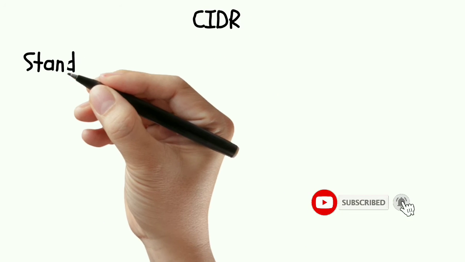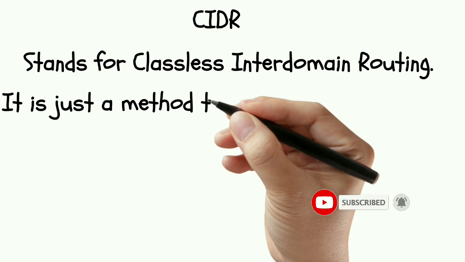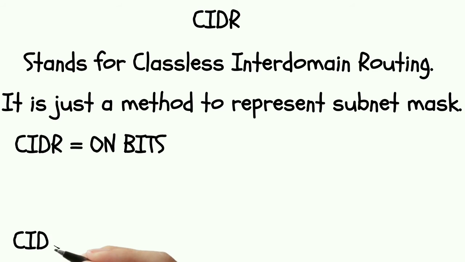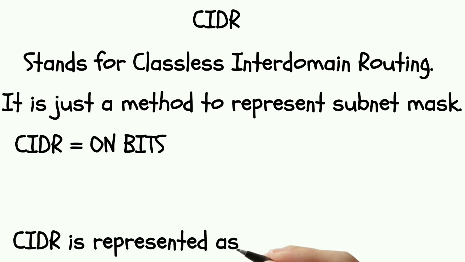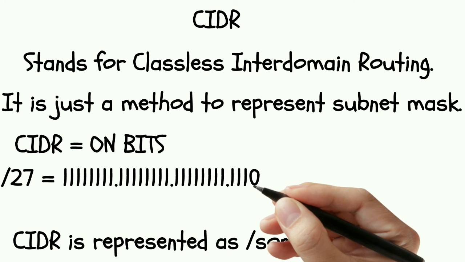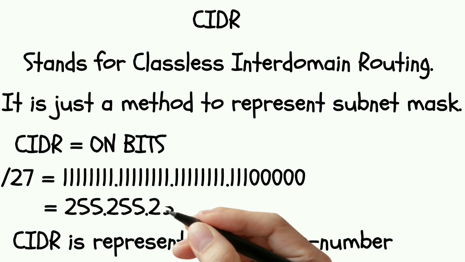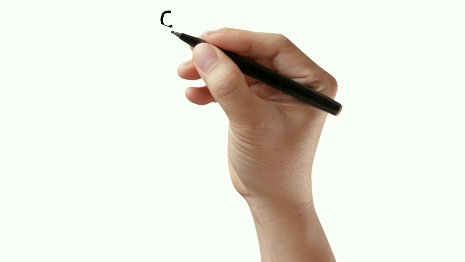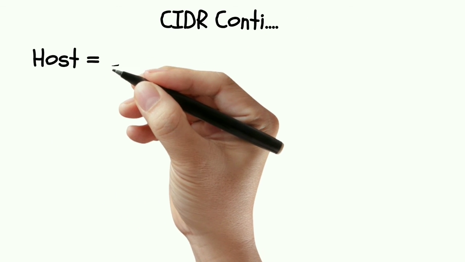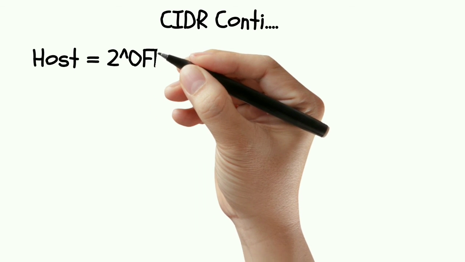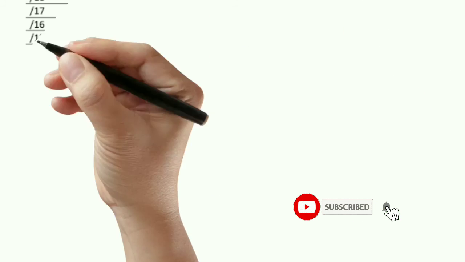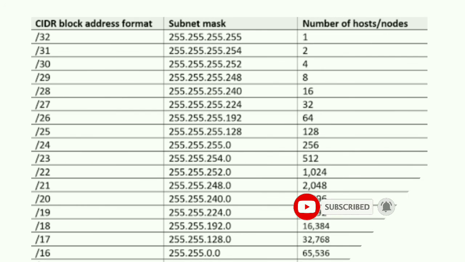CIDR stands for Classless Inter-Domain Routing. It is just a method to represent the subnet mask. CIDR is calculated on bits. Below shows the example of /27. CIDR is represented as a slash with some number. The formula to calculate hosts is 2 to the power of host bits minus 2. Here is the table that shows the subnet mask for different CIDRs along with the number of hosts.